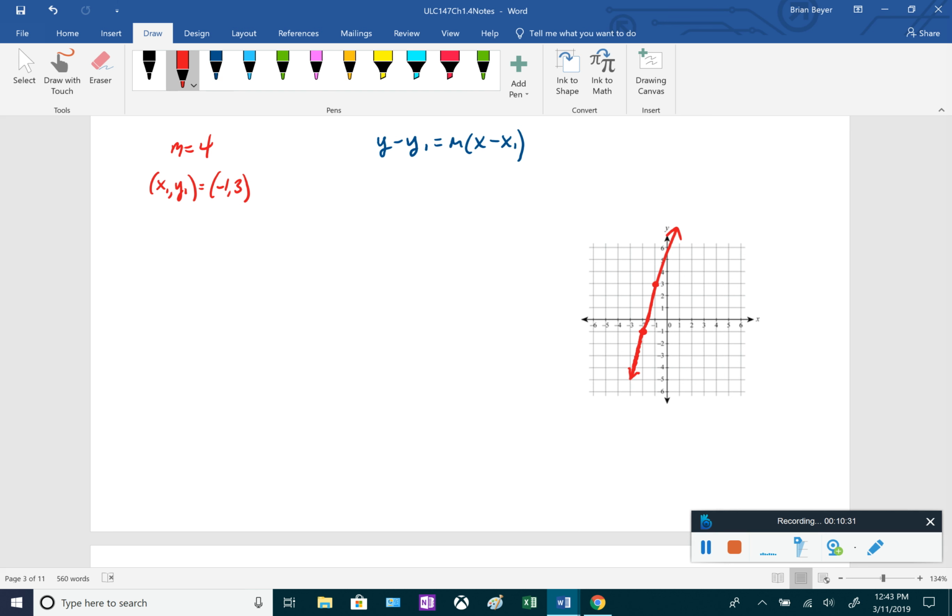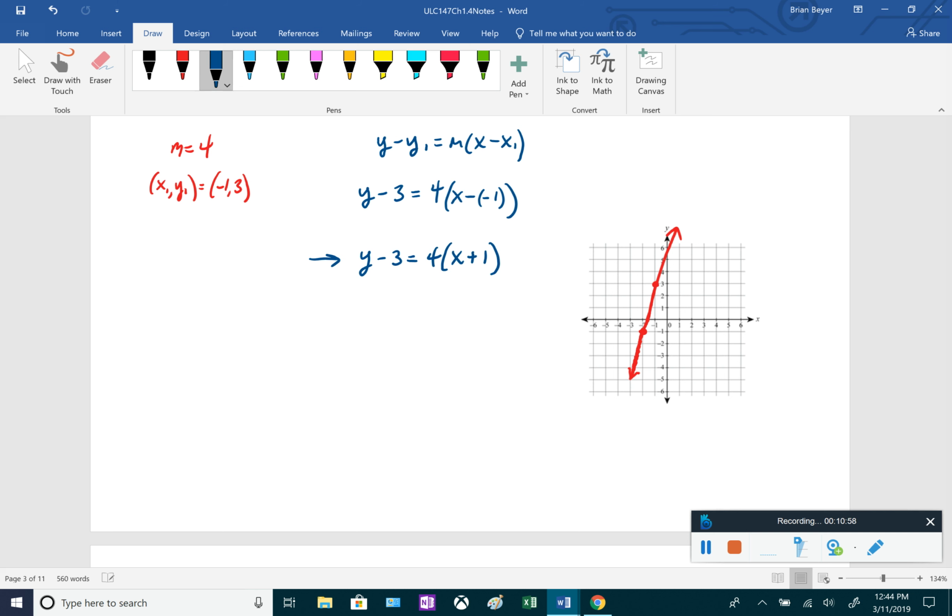So plugging in our values here, we're going to plug in x1, y1, and 4 into m. So it's going to be y minus 3, that was y1, equals m, which is 4, times x minus x1, which was negative 1. So as usual, be careful with the positive and negative signs. Simplifying this a little bit, it's going to be y minus 3 equals 4 times x plus 1. Instead of subtracting the negative, let's just add the positive.